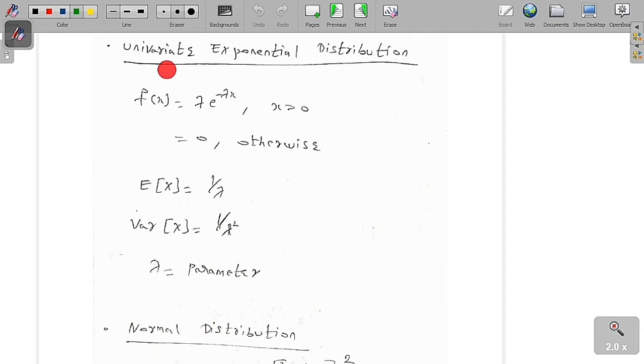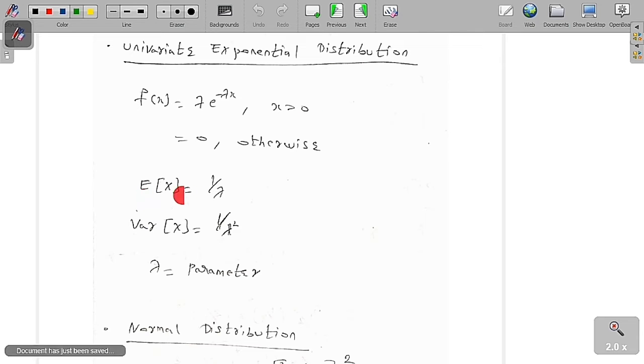Now we will go for the univariate exponential distribution. For the univariate exponential distribution, we will see what the function f of x is. f of x is equal to lambda into e to the power of minus lambda x for x greater than 0, and is equal to 0 otherwise. This function is defined only for x greater than 0, but for x less than 0 it is 0. So f of x is equal to lambda e to the power of minus lambda x for x greater than 0, and 0 otherwise. It is called the univariate exponential distribution.